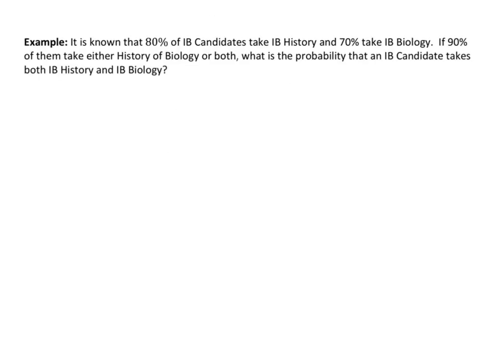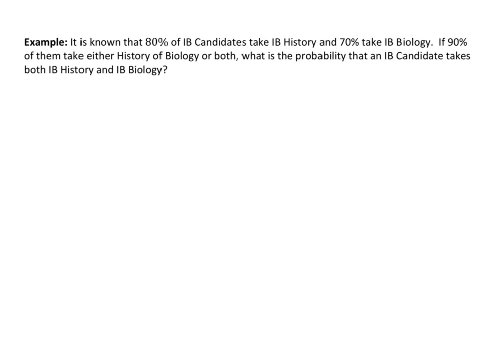All right, so I want to encourage you to try this one on your own. It's known that 80% of IB candidates take IB history and 70% take IB biology. If 90% of them take either history or biology or both, what is the probability that an IB candidate takes both IB history and IB biology? So again, pause the video and try this one out on your own. I'm again going to show it with both the formula version and the Venn diagram version, and we'll get the same answer either way.